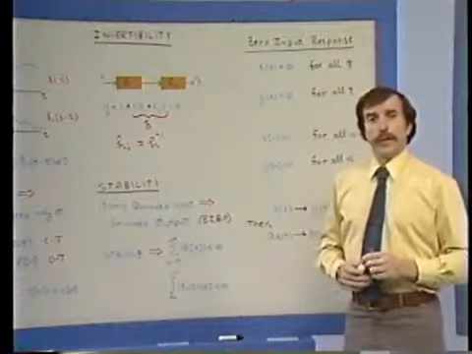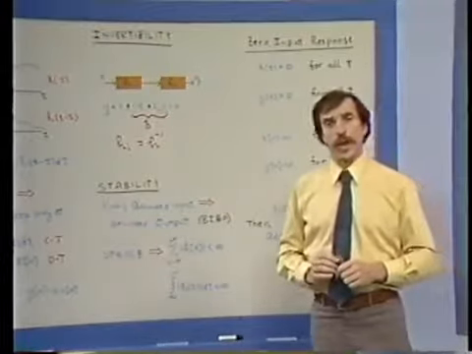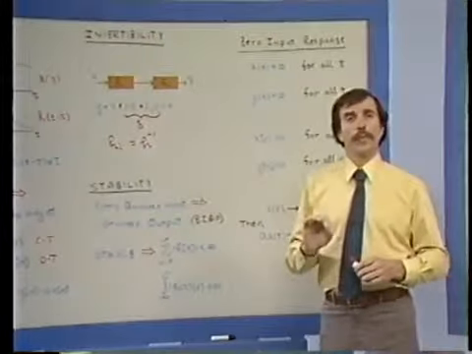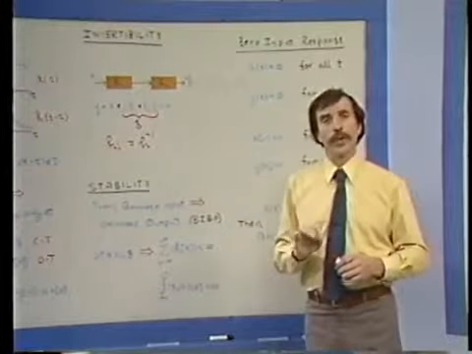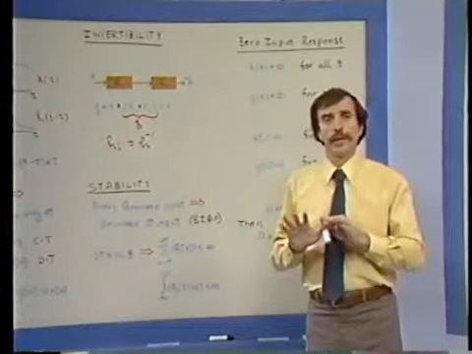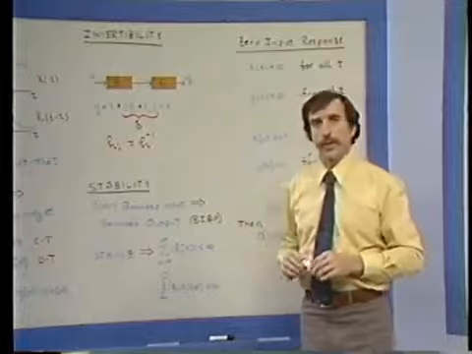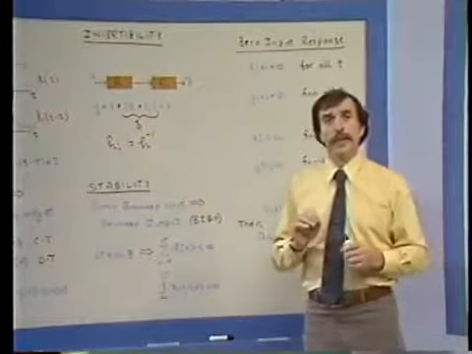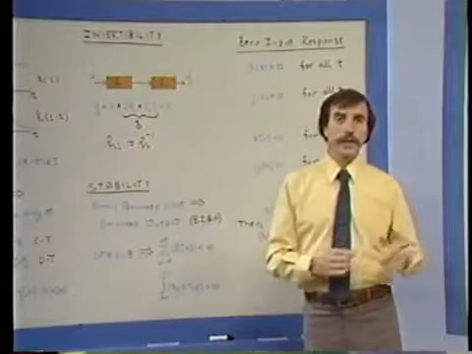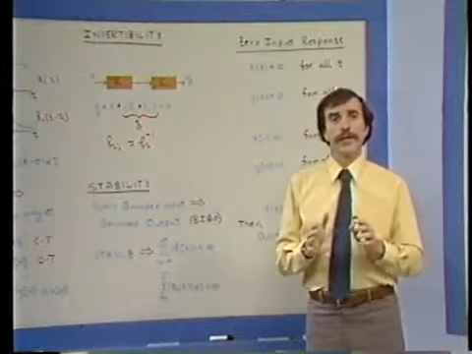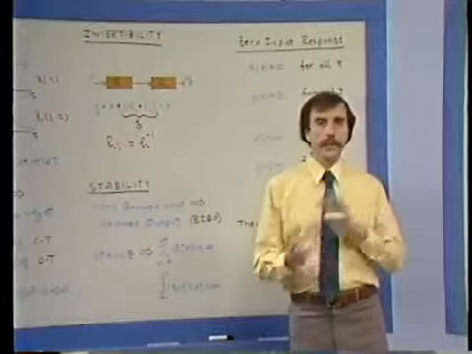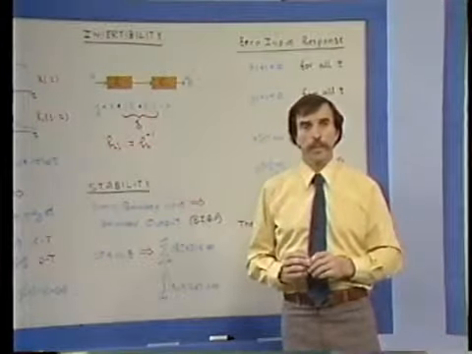All right, now let's turn to another system property, the property of stability. And again, we can tie that property directly to issues related in particular to the system impulse response. Stability is defined, as I defined it previously, as bounded input, bounded output stability. In other words, for every bounded input, there's a bounded output.